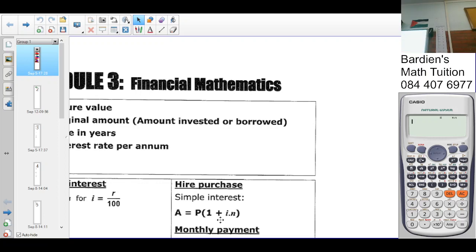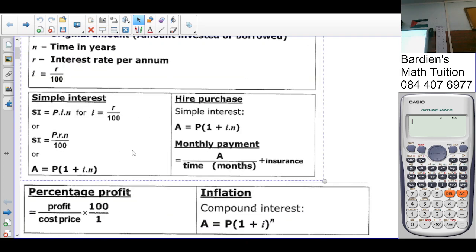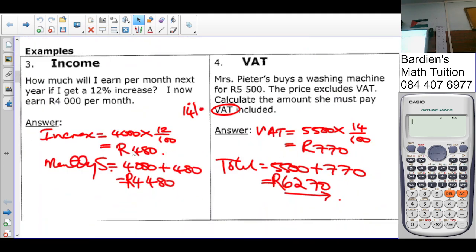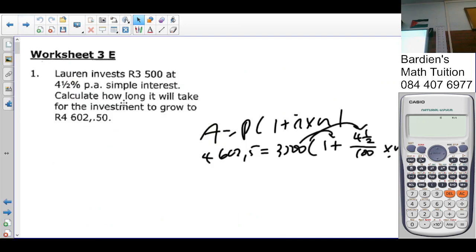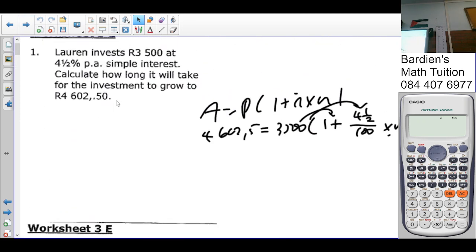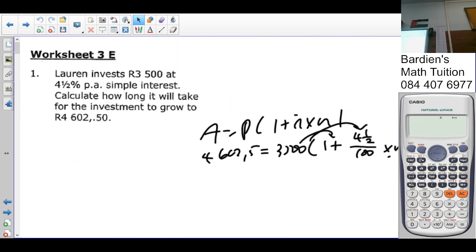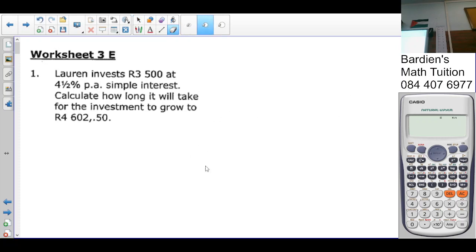Okay, good morning class. At this point we're looking at grade 9 financial maths. For homework we had 3E to do, not so? Right, let's go. This is 3.